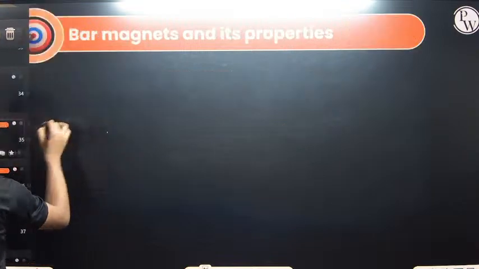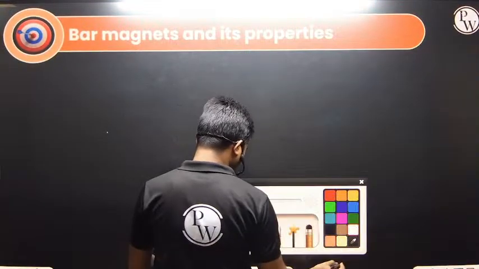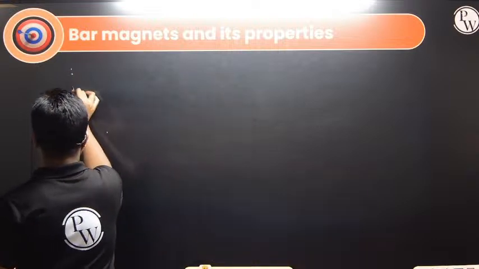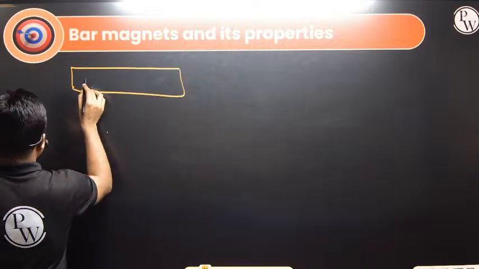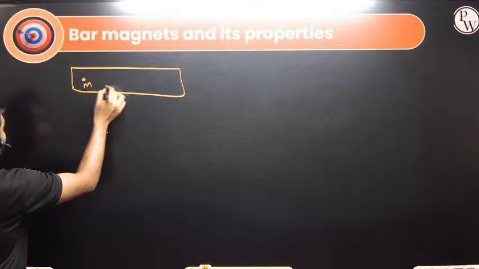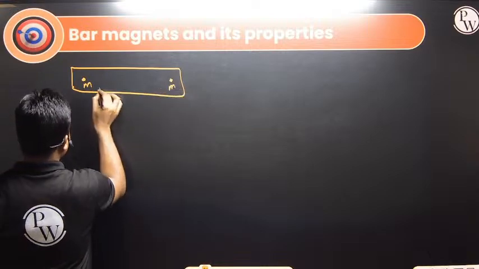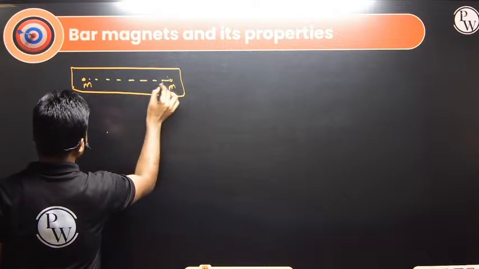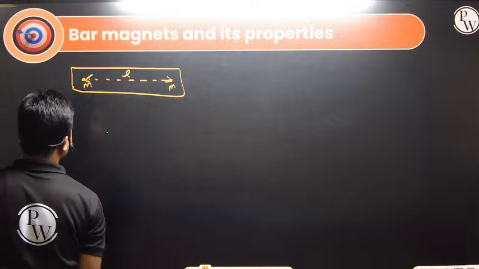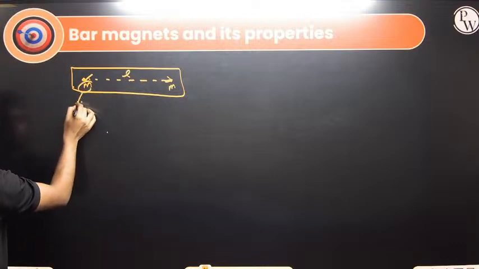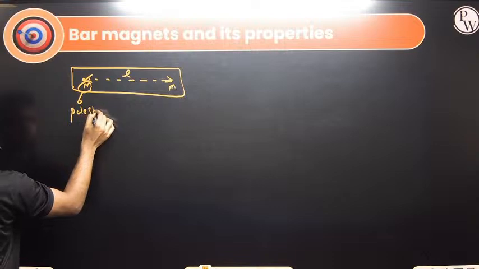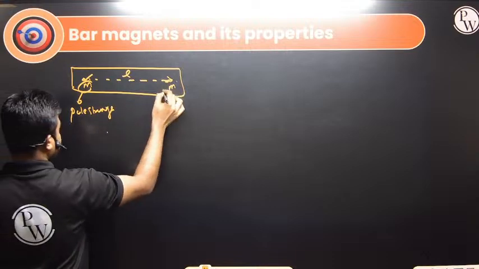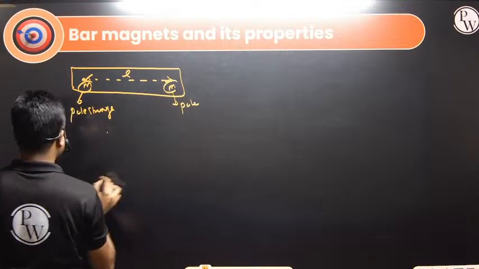So next we have bar magnet properties. So what is a bar magnet? If we talk about the bar magnet, we'll be having this magnet over here where the poles will be inside this point M, and this point also M. This is the pole strength, and the distance between these two is what we define for magnetic moment. So this we call pole strength, and this also pole strength. Then here we define magnetic moment.